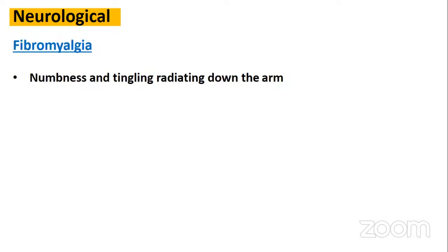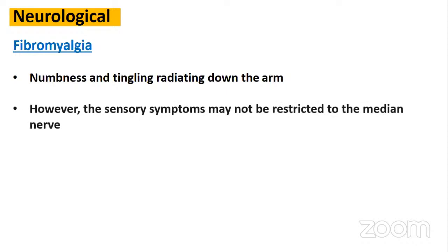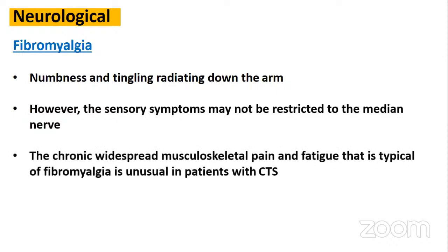Fibromyalgia is probably one diagnosis we all, if we don't understand anything, we just put it in fibromyalgia. But of course, there are very specific criteria now. There is numbness and tingling radiating down the arm. Sensory symptoms may not be restricted to the median nerve. Again, it could be very generalized or diffuse. And chronic widespread musculoskeletal pain and fatigue, typical of fibromyalgia, are not seen commonly in carpal tunnel syndrome. Carpal tunnel syndrome patients very classically come with a very specific kind of symptoms and pain.